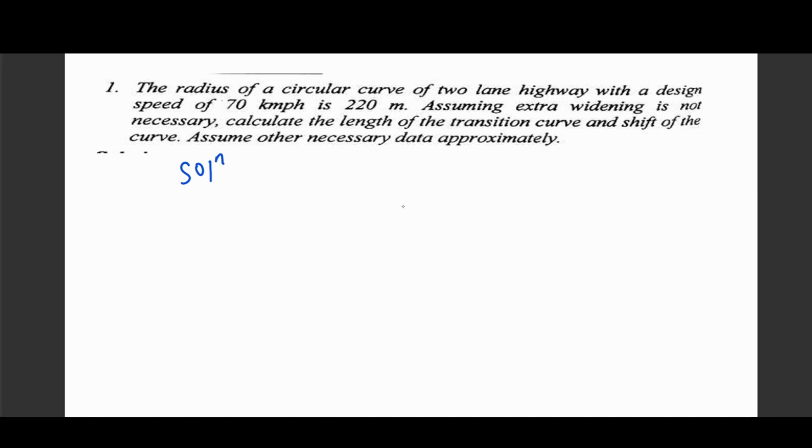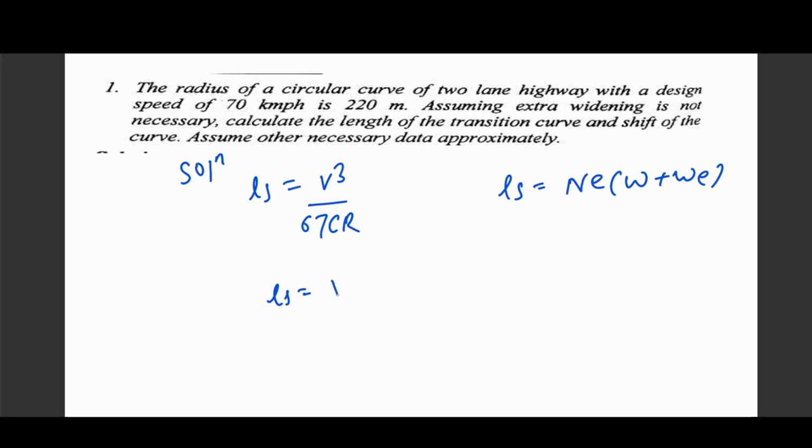So I explained that the length of the transition curve will be derived from three formulas, three different methods. The first one is the rate of change of centrifugal acceleration, and the value will be L equals V cube by 47 CR. Another one is by the rate of introduction of the super elevation, that is N E (W plus We), and the last one is the length recommended by the IRC, that is V by 9.5 on the root of R.